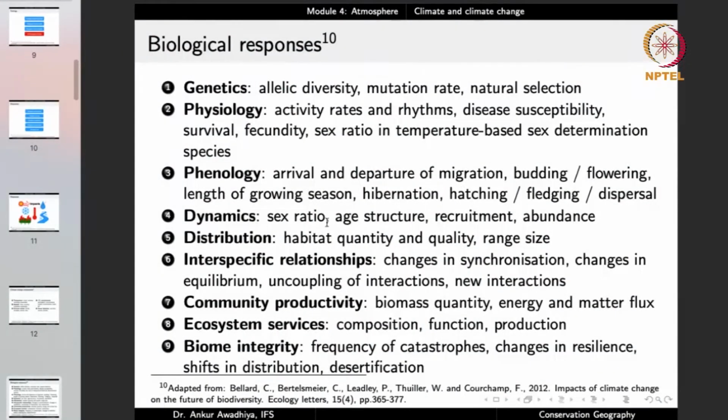We are observing changes in phenology, such as the arrival and departure of migration, budding, flowering, length of growing season, hibernation, hatching, fledging and dispersal times. So essentially what is happening is that the birds that migrate, by looking at changes in the weather, are now not getting those cues. The flowers bloom in a particular temperature, in a particular humidity, but with changes in the climate, certain flowers just do not bloom at all. The plants just do not bloom. Certain flowers do not convert themselves into fruits.